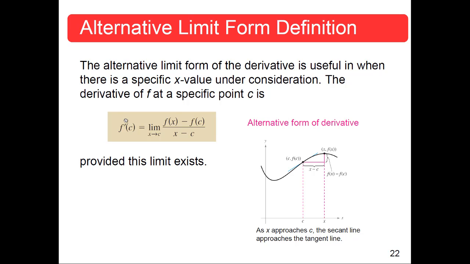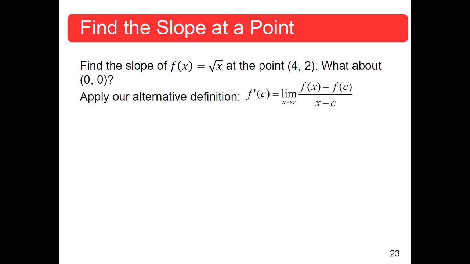Now, we'll use it occasionally. It's not going to be our primary definition, but we will use this occasionally, and I'll show you why it might be useful here in just a moment. Let's just show you how it works, though. Let's find the slope of the square root of x at the point (4, 2). And then let's use our new alternative definition. So again, that's the limit as x approaches c of f of x minus f of c over x minus c.